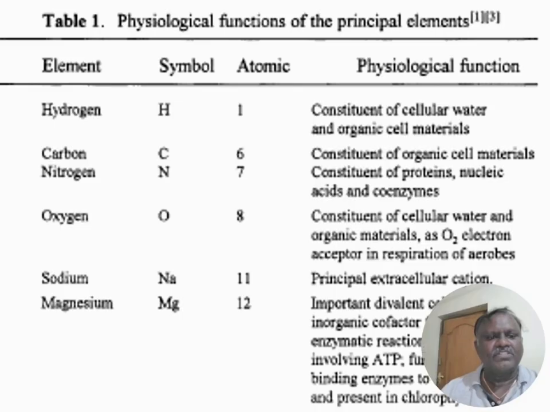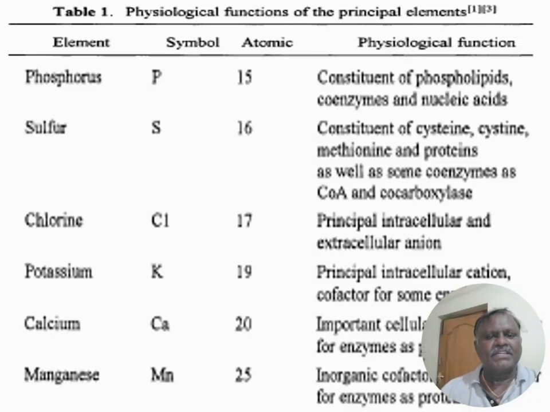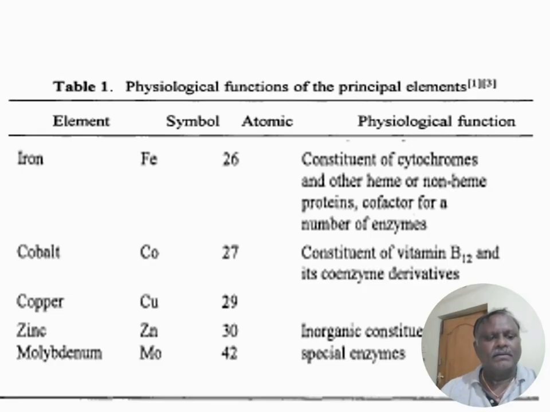Say for example, if you see hydrogen, which carries the atomic number, atomic weight of 1, which is the basic constituent of all the cellular water and organic cell materials. Whereas carbon, which has an atomic weight of 6, is a constituent of organic cell materials. Likewise, if you see all the different elements present in the medium, they have very important functions in their cell physiology. They range from phosphorus, sulfur, chlorine, potassium, calcium, magnesium, iron, cobalt, copper, zinc, molybdenum.